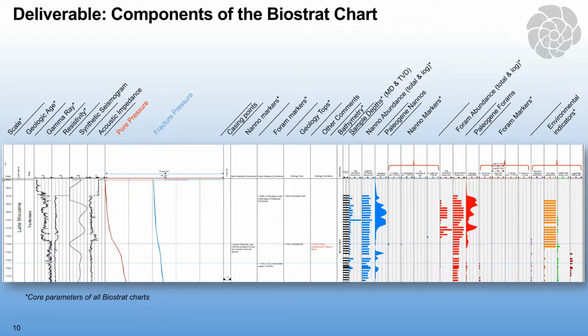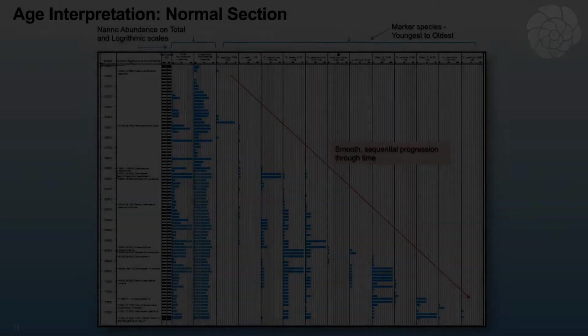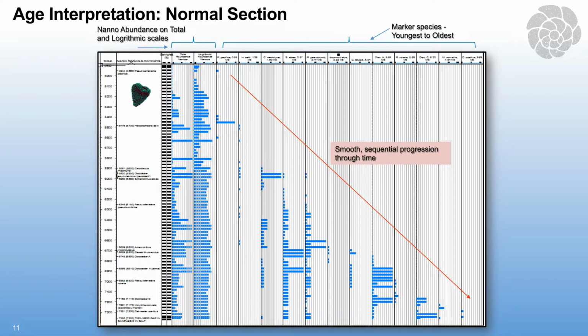So the next slide, I'm gonna focus in on this area here where I have the individual marker species listed. First of all, what you're looking at here is the scale. Comments are in here, sample depths. These first two columns are total nanofossil abundance. This column is on a normal scale, and this column is on a logarithmic scale.